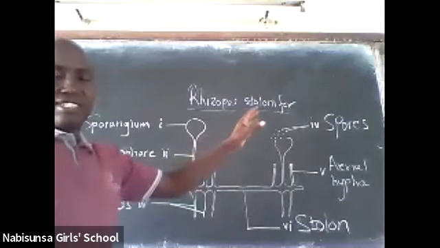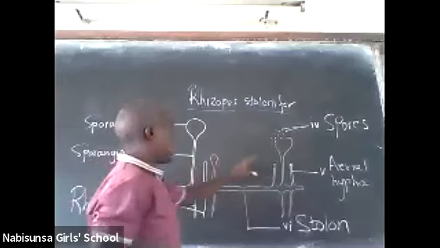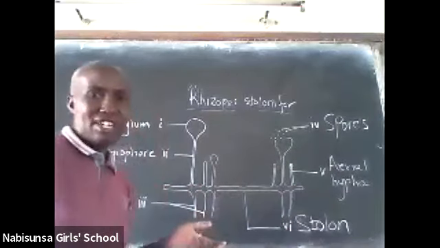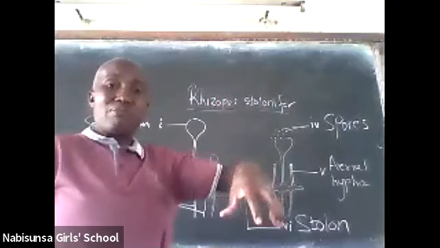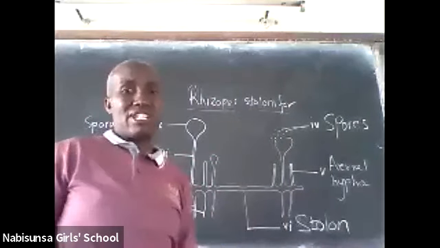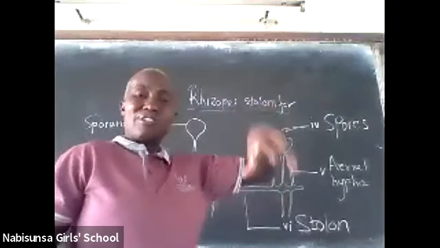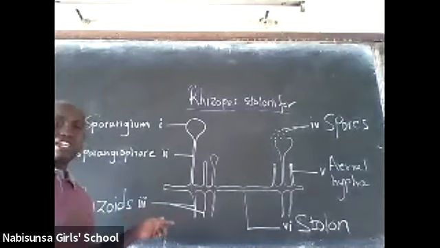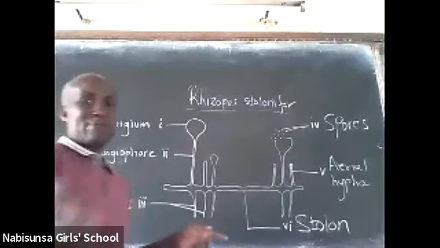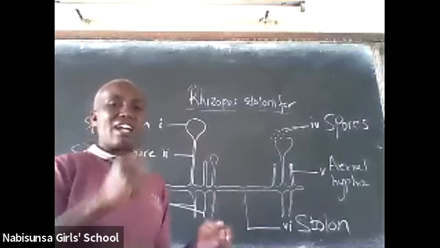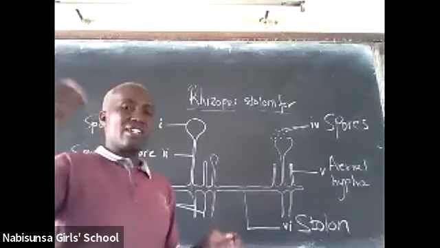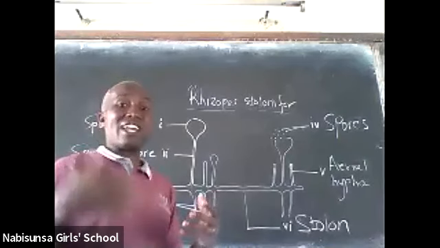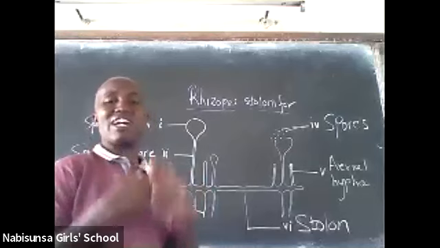All these thread-like structures are called hyphae. But then we put them into two categories: those that grow downwards into the bread and those that are on the surface of the bread. Those growing into the bread, we've called the rhizoids. So the rhizoids can also be called rooting hyphae, R-O-O-T-I-N-G, because they are like the roots.